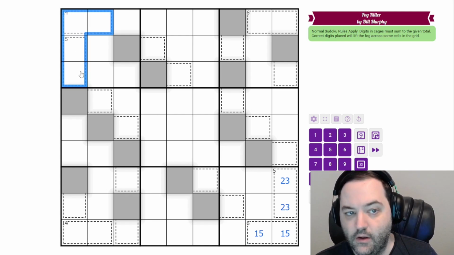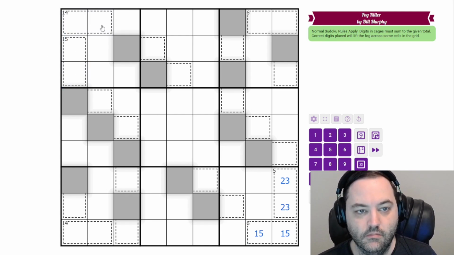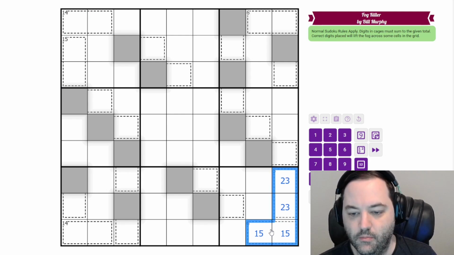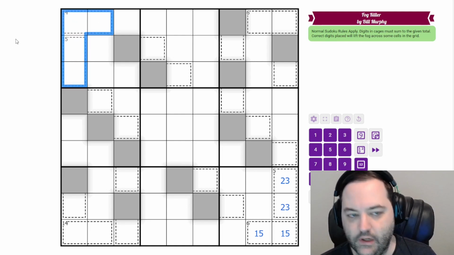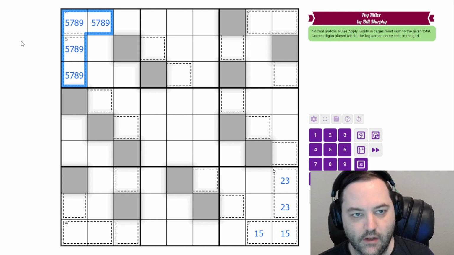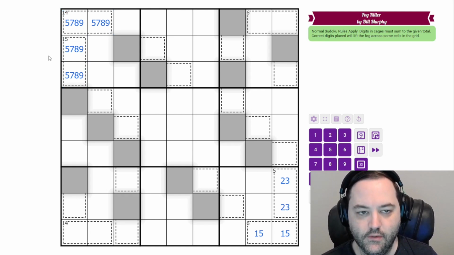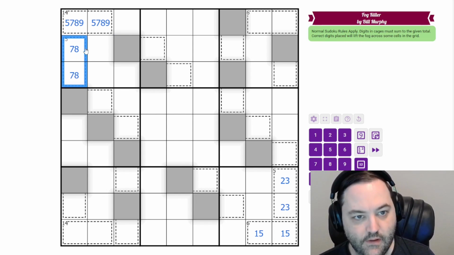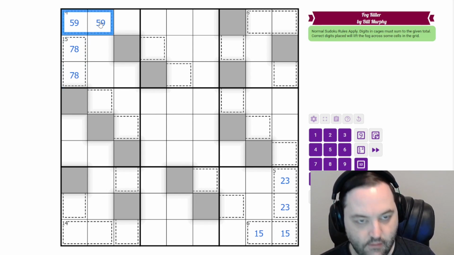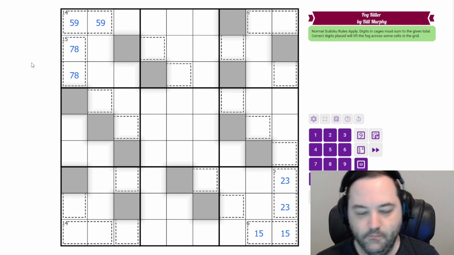We can do the same thing on the high digits. Some people may find it easier to deal with the low digits, but the logic is exactly the same. I will do it as a 29 cage. There's only one way to make 29 in 4 cells. That is 5, 7, 8, 9. And of those possibilities, we need 7, 8 in the 15, and then we need 5, 9 in the 14. So what does that do for us?